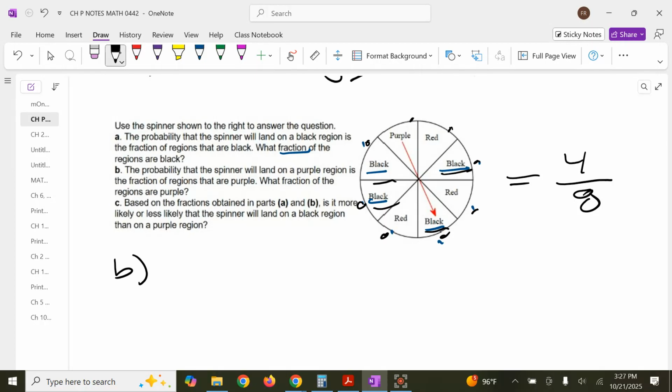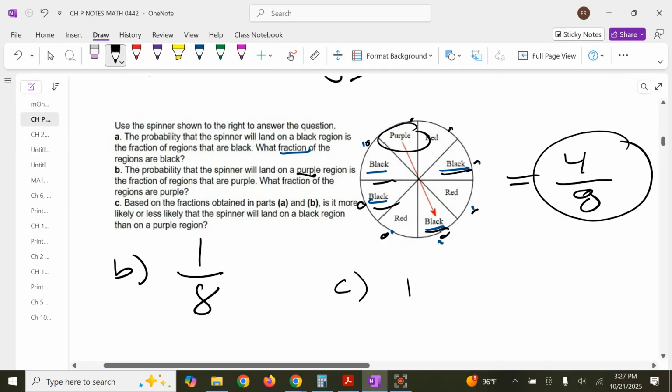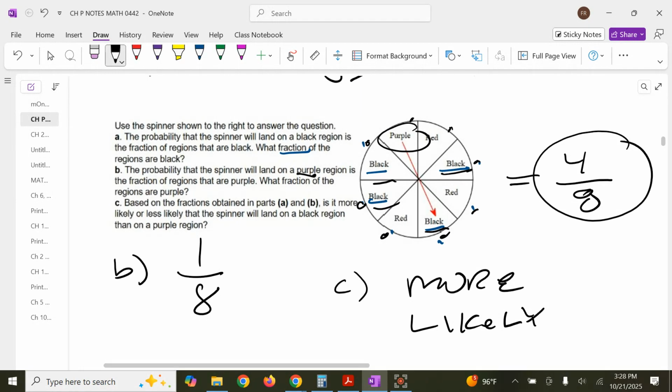Okay. Part B. What fraction, or the probability that the spinner will land on purple? So what fraction is purple? So remember, we have 8. Purple, y'all, there's only one of them. Okay. So now part C says, based on the fractions obtained in parts A and B, is it more likely or less likely that we're going to land on black than on purple? Well, which one is bigger? This one is bigger. So it's going to be more likely, right, that we land on black because there's more of those to choose from.